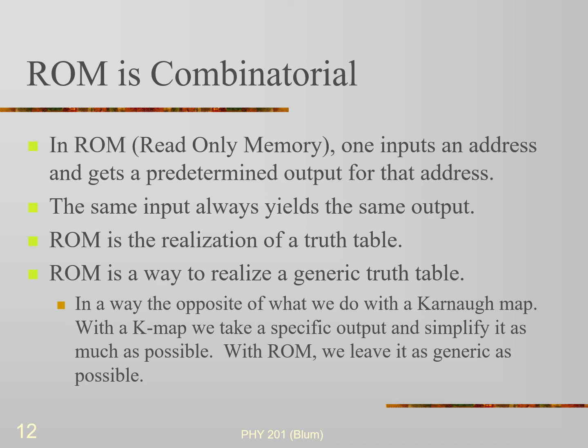So the same input always yields the same output. So it is purely combinatorial as compared to RAM, which is sequential. In RAM you remember what was written. You have some concept of a state which must be remembered. ROM is pure combinatorial. So it's really just a truth table. But we take the opposite approach to what we do in a Karnaugh map, where we simplify it as much as possible. In ROM, we try to leave it generic so that almost any output is easily written when it's time to do the writing in ROM, which only happens once, but occurs.